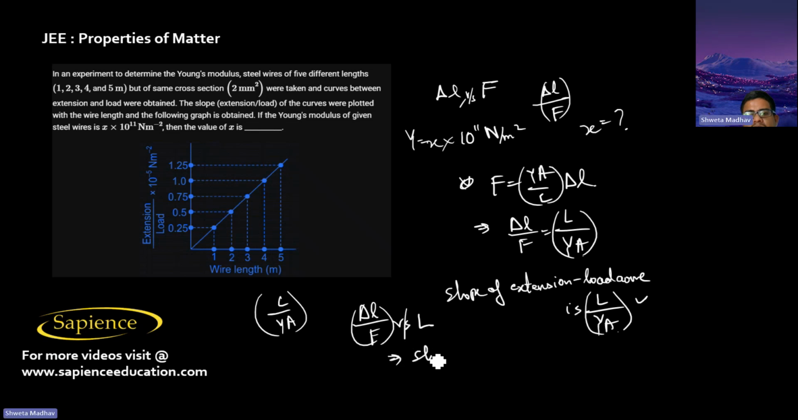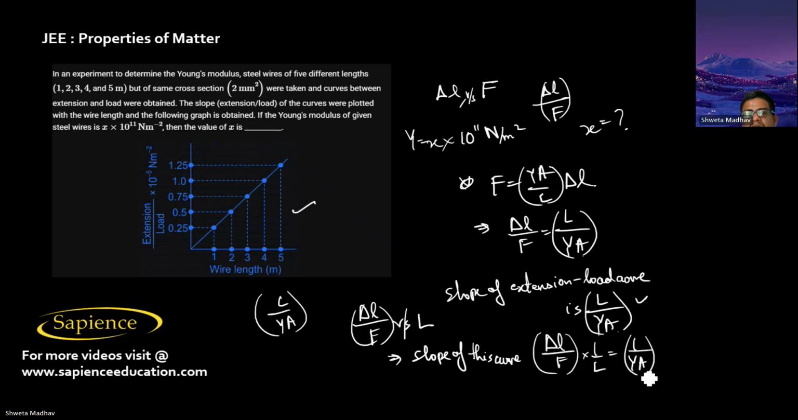So now the slope of this given curve, that is equal to actually delta L by F by L into 1 by L. So that is obviously 1 by YA. Hence we can say from here delta L by FL that is equal to 1 by YA. So the slope of this graph that is 1 by YA. So then from this slope we can find Y.